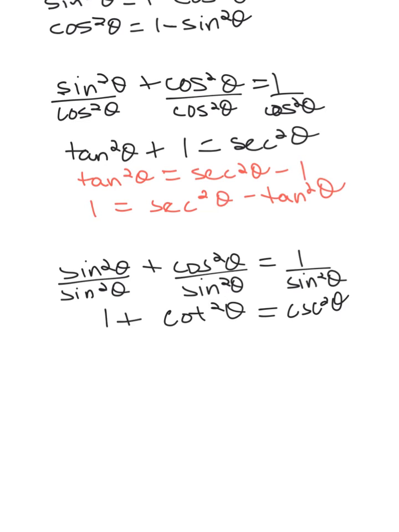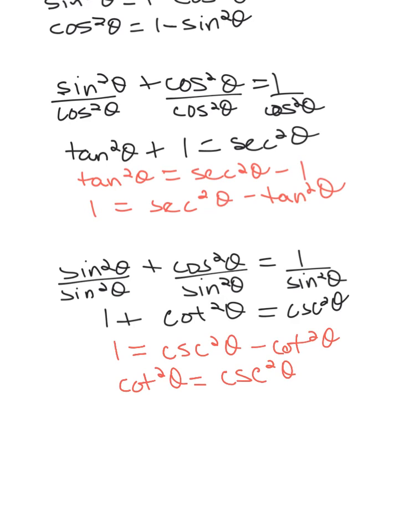Just like the other two, we can solve this and get different versions of it. So the first version is 1 equals cosecant squared theta minus cotangent squared theta. And the second version is cotangent squared theta equals cosecant squared theta minus 1. What helps me remember which ones go together on these other formats of the Pythagorean identity is that the co-functions go together. So cosecant goes with cotangent as an identity.